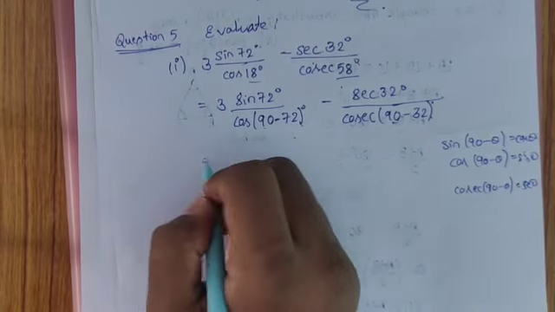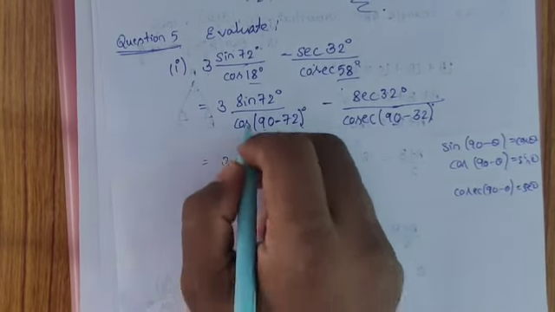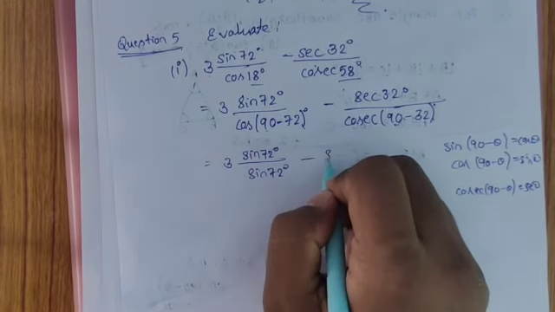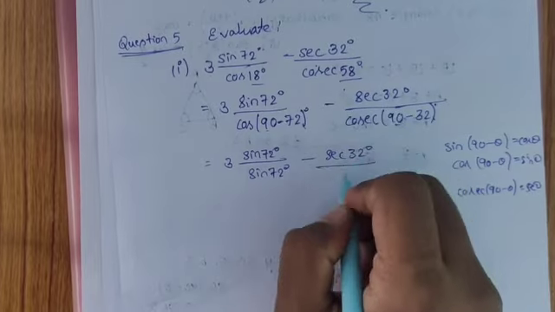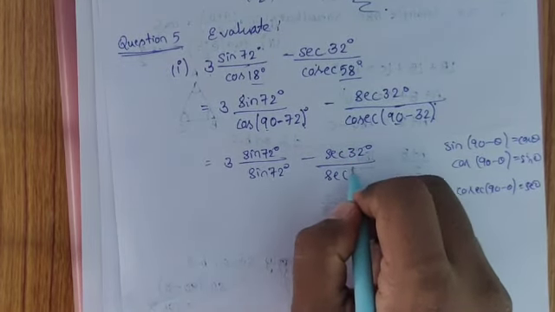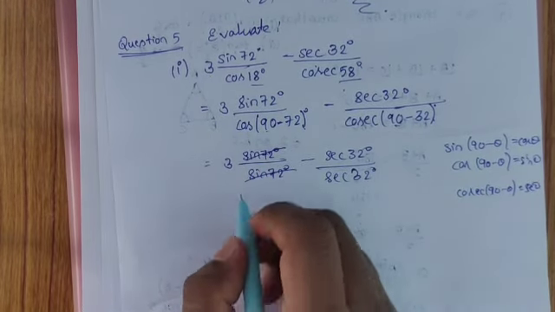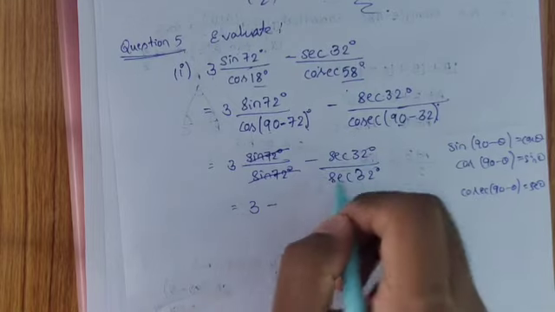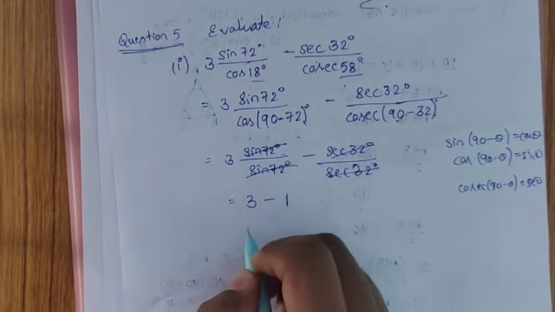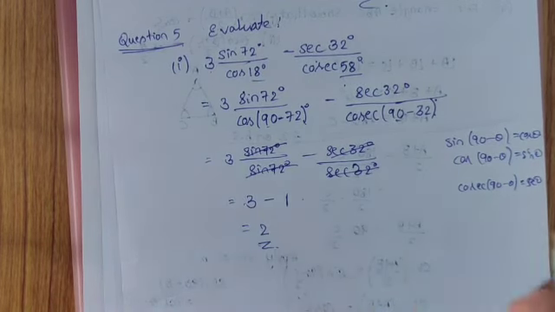So by that property I will change here: sin 72 degrees will be as it is, divided by cos, which becomes sin of 72 degrees, minus secant 32 degrees as it is, divided by cosecant, which becomes secant of 32 degrees. Here sin 72 gets cancelled, the remaining is 3 minus, so here secant 32 gets cancelled, the remaining is 1. So the answer is 2. So 3 minus 1 will be 2. So this is your answer.